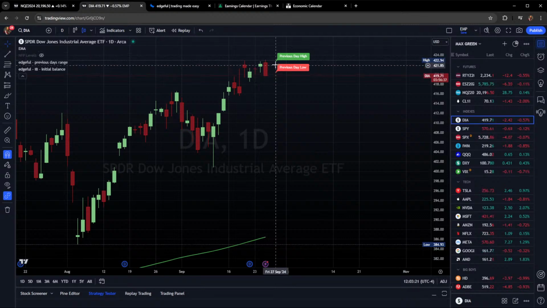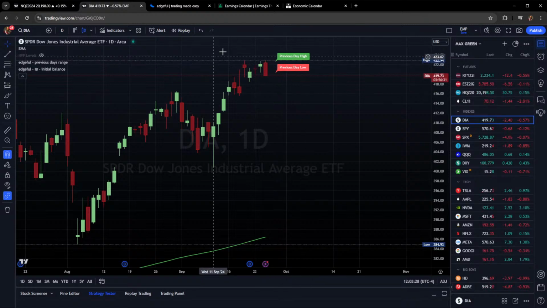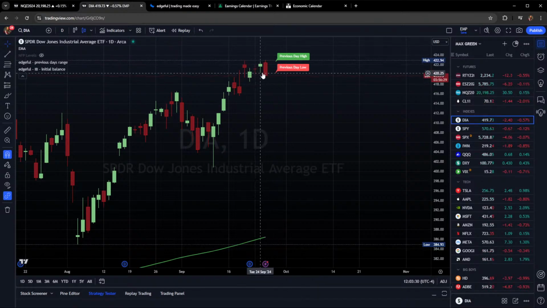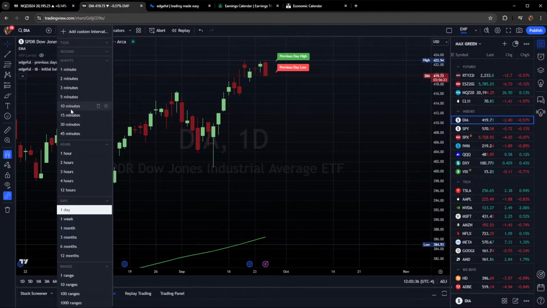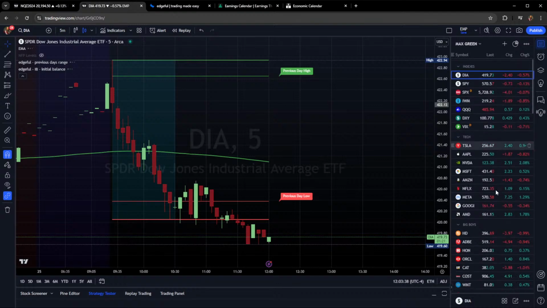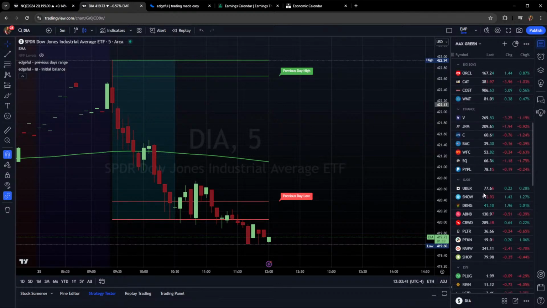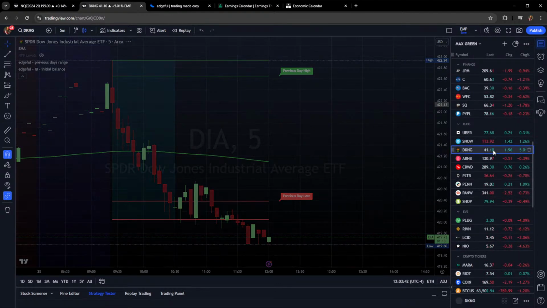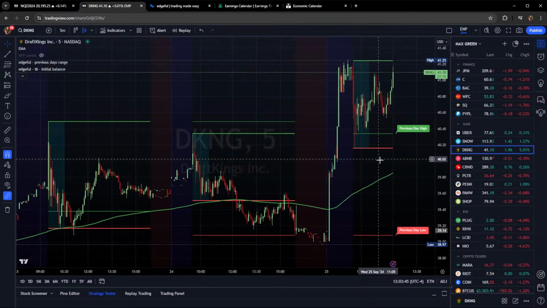Wow, look at this daily candle in the Dow. Obviously it could get bought up today, but break the previous day low, pretty bearish. Interesting. What else is outperforming down here today? Oh, my DraftKings. All right.